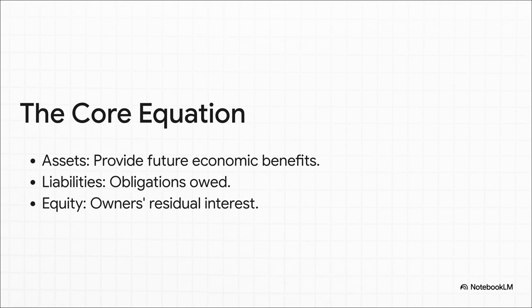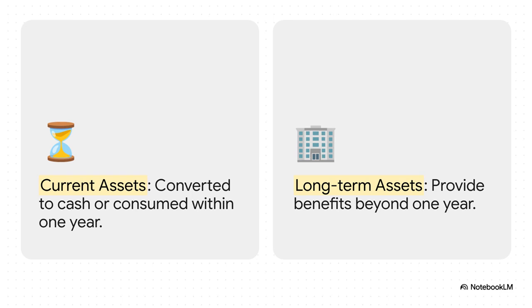So the crucial point is that these three elements must always balance out perfectly. Assets equal liabilities plus equity. It is the absolute foundation of everything we're looking at. Now, let's break down those assets by just looking at the clock. Current assets are expected to be converted into cash or consumed within one single operating year. So think of highly liquid cash and equivalents, inventory waiting to be sold, or accounts receivable waiting on customer payments. It's kind of like the cash sitting right there in the register.